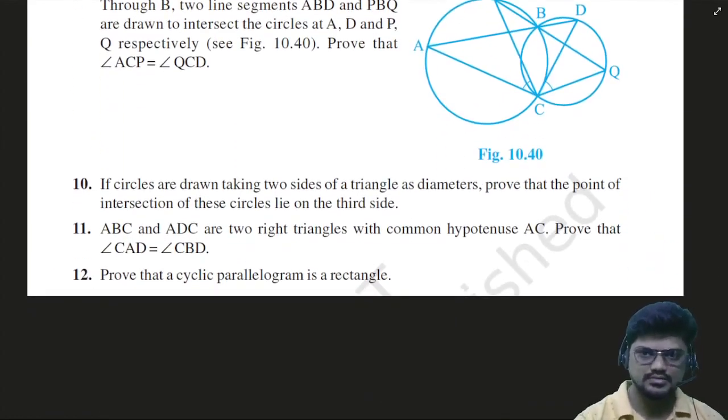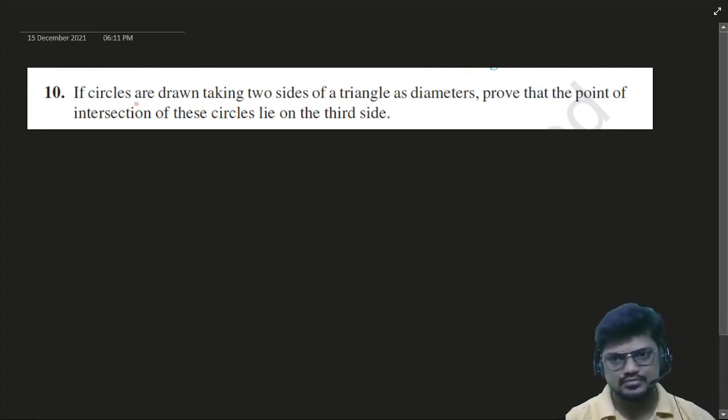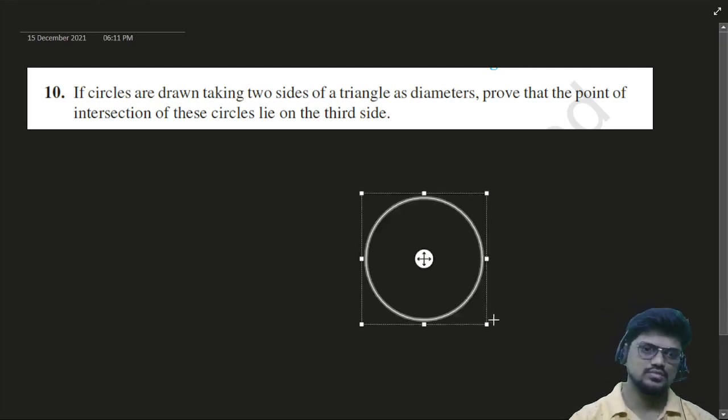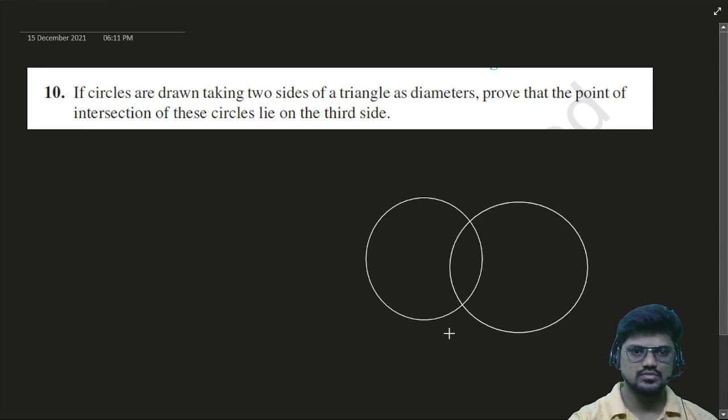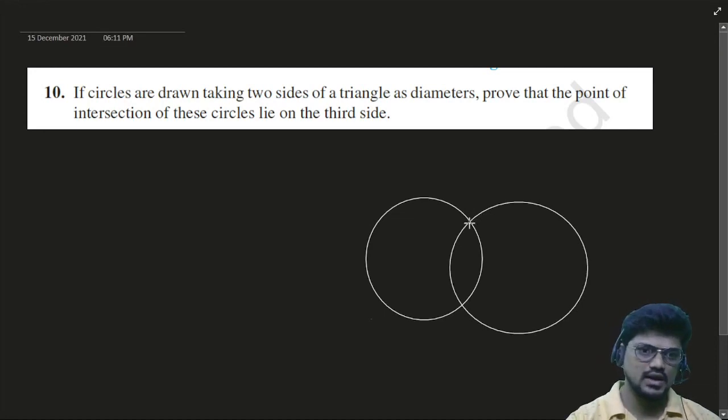Now let's solve question number 10. If circles are drawn taking two sides of a triangle as diameter, okay, if I draw a triangle over here, let me draw the circles first, then it would be easy for me to draw. What they are saying is that two circles are drawn taking two sides of a triangle, meaning this is a diameter and this is also a diameter.